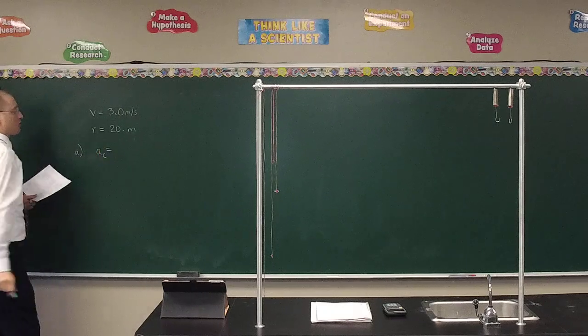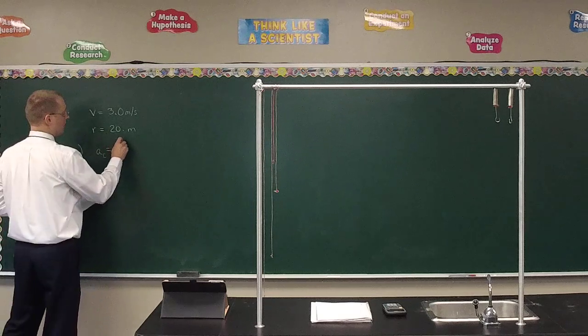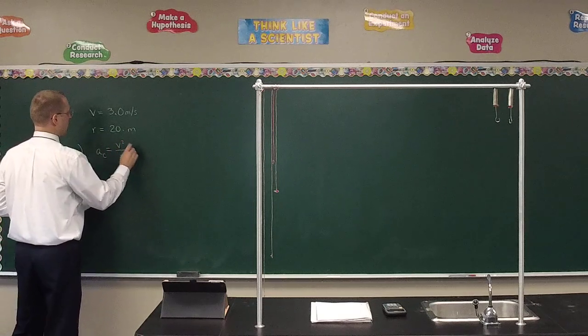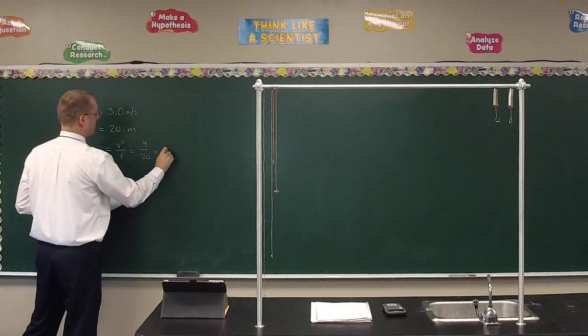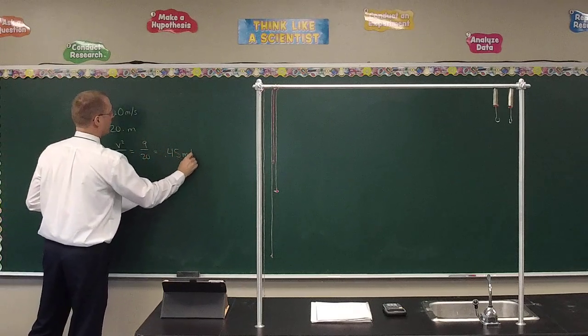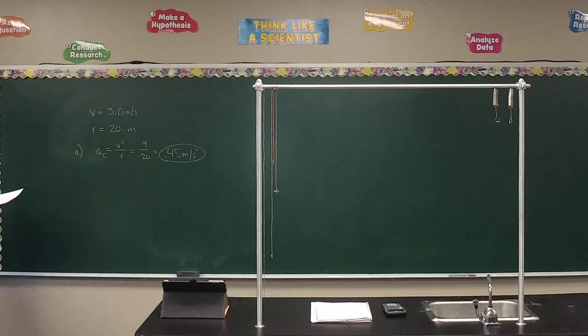Well, to find centripetal acceleration, I'll use the equation, class: V squared over R. A sub c equals v squared over r. So we're going to square the 3 to get 9, divide that by 20, and we have 0.45 meters per second squared. Did we get that for our first answer?